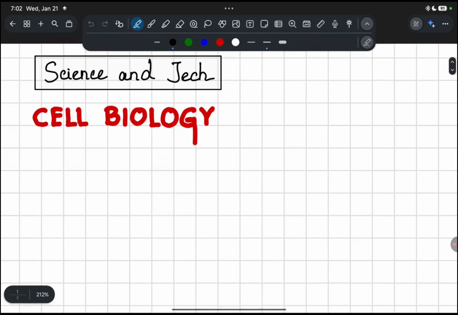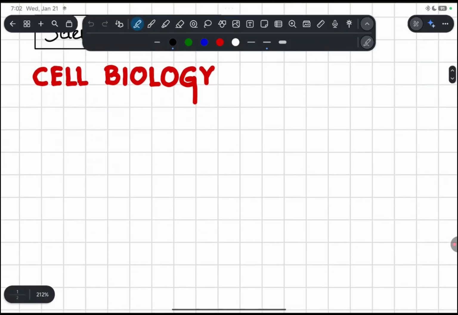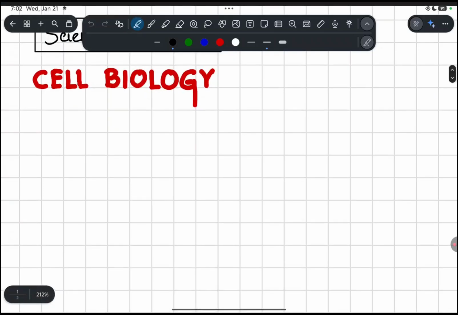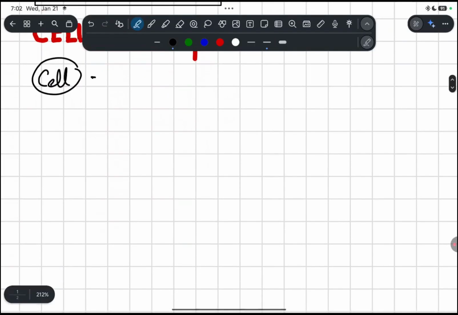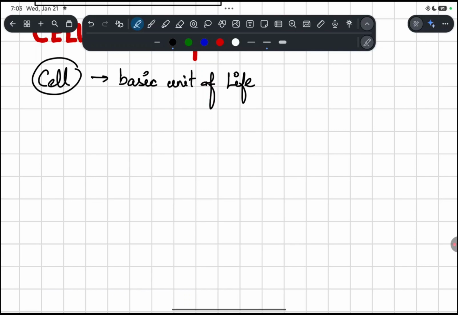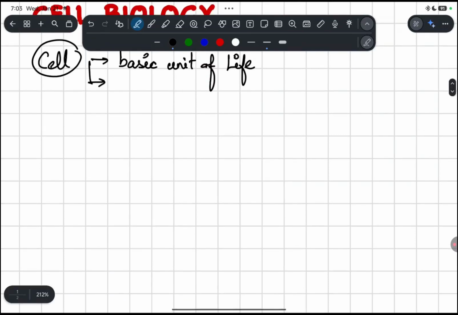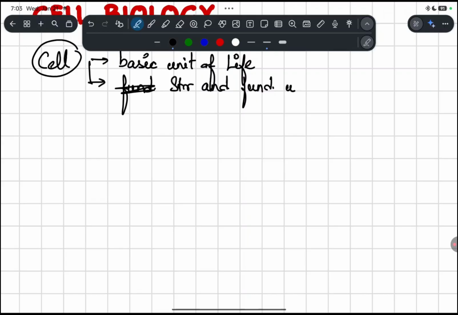So we'll start with cell biology. What is a cell? A cell is the basic unit of life, right? We might also call it the fundamental structural and fundamental unit of life.